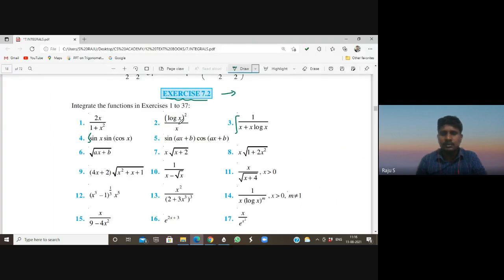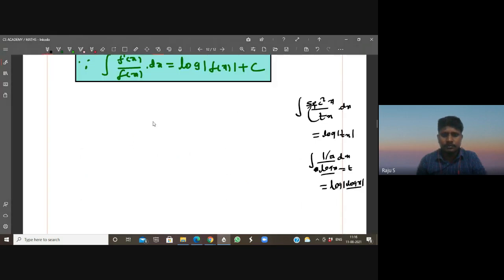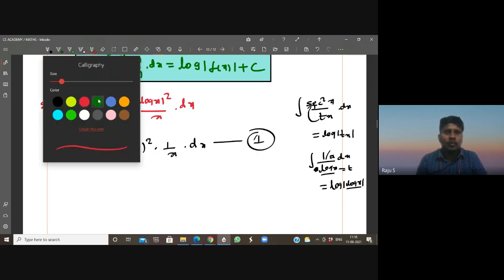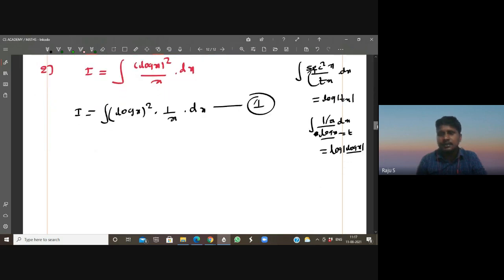Look at here, the second one is log x whole square by x. Oh, it is easy. I is equal to the integral of log x whole square by x dx. Now, there are two different functions: log x the whole square, and 1 by x into dx. Let us take this as equation 1. In equation 1, what function can we consider as t? Either log x as t or 1 by x as t? Log x.